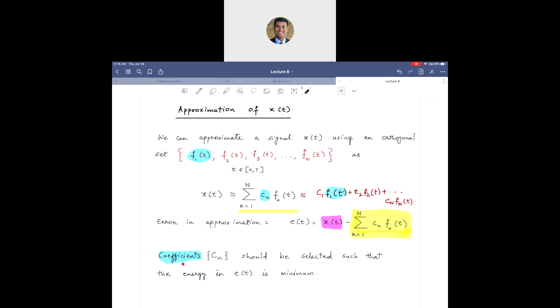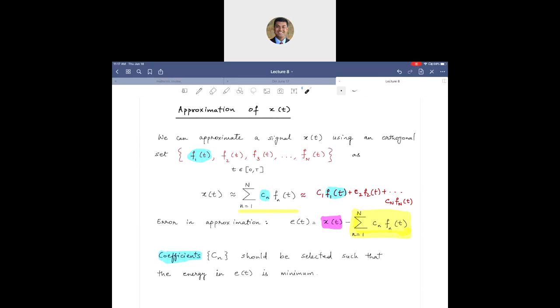Now, how are you going to choose the coefficients Cn? Can they be arbitrarily large and small? Well, the coefficients should be selected such that the energy in the error signal is the minimum. It should be least. I don't want there to be a lot of error in the approximation. I want that square wave to be as close to a square wave as possible. So I am going to select the coefficients, the amplitudes of those sinusoids, in such a way that I get as close to the square wave as possible. So coefficient Cn should be chosen based on this logic.